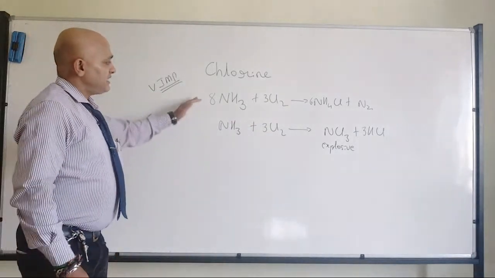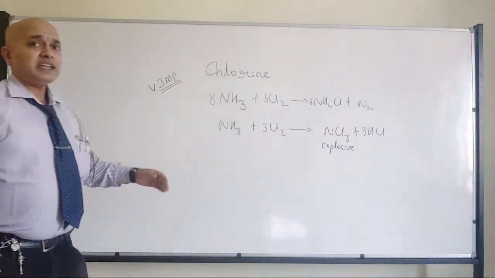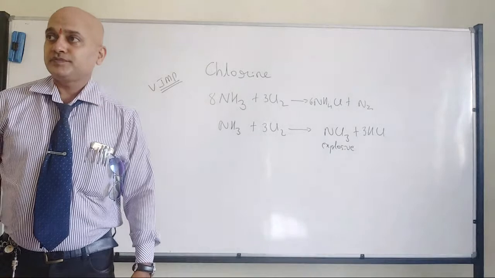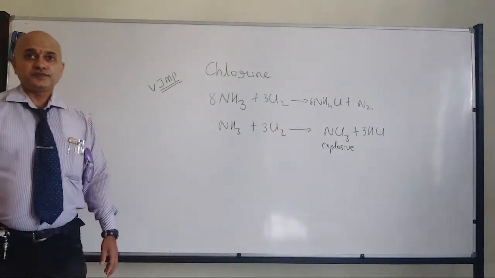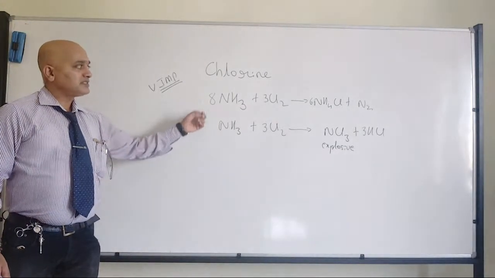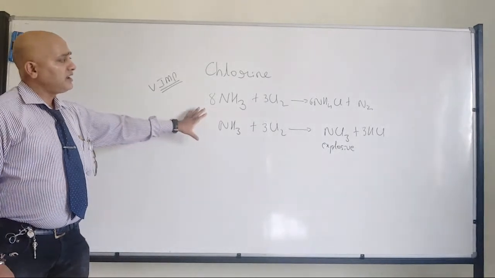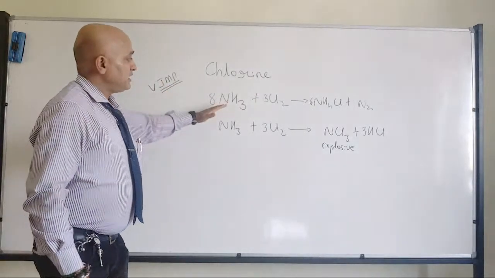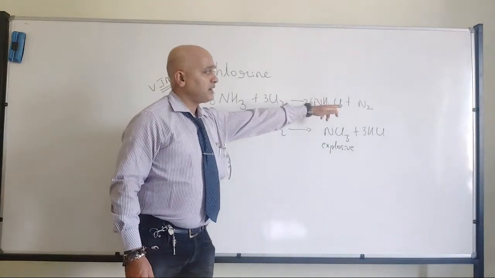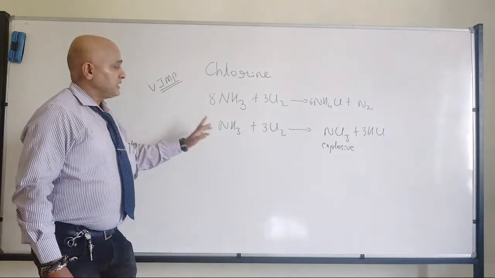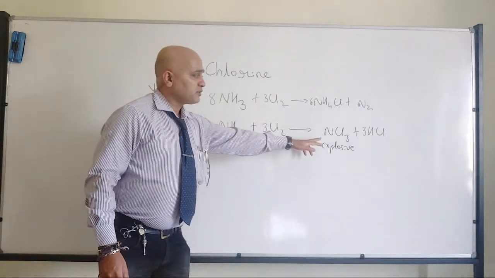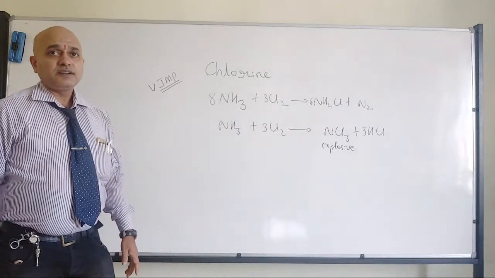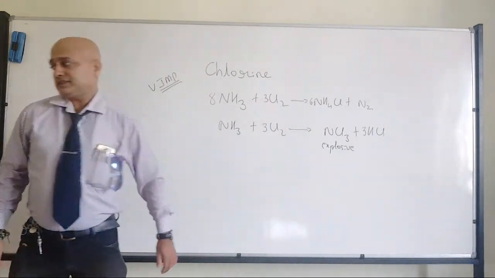Fine. So that's where we have the two equations. Now can you tell me what is the difference between these two? Both are reactions of chlorine gas with ammonia, no doubt. But in one case it is forming ammonium chloride and nitrogen gas. In another case it is forming the explosive product nitrogen trichloride and HCl. So what is that difference?